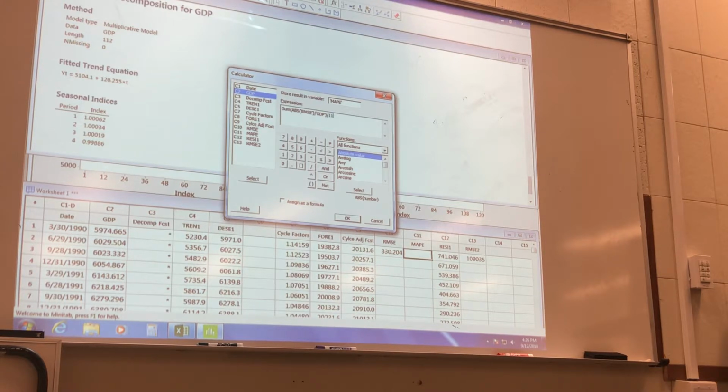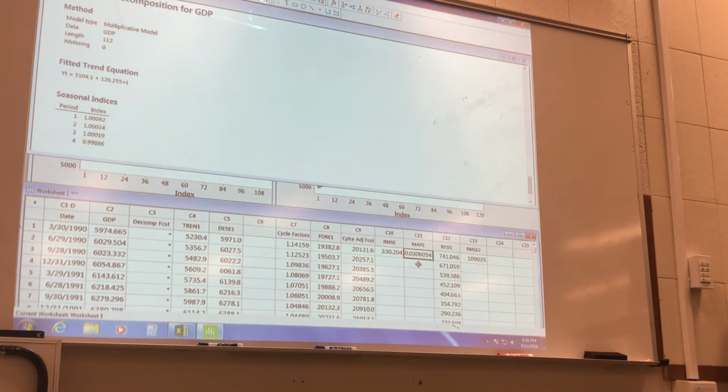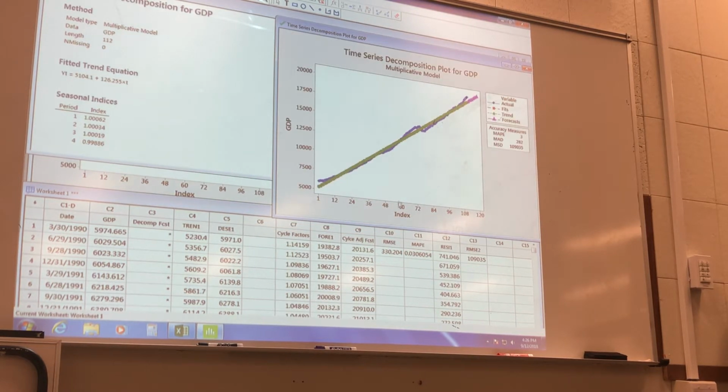Divided by 112, the number of observations. Okay, let's see what it comes up to. 3. What did we get here? We got 3. Pretty close, isn't it? You see that? The MAPE that we calculated is pretty close to the MAPE we got up here.